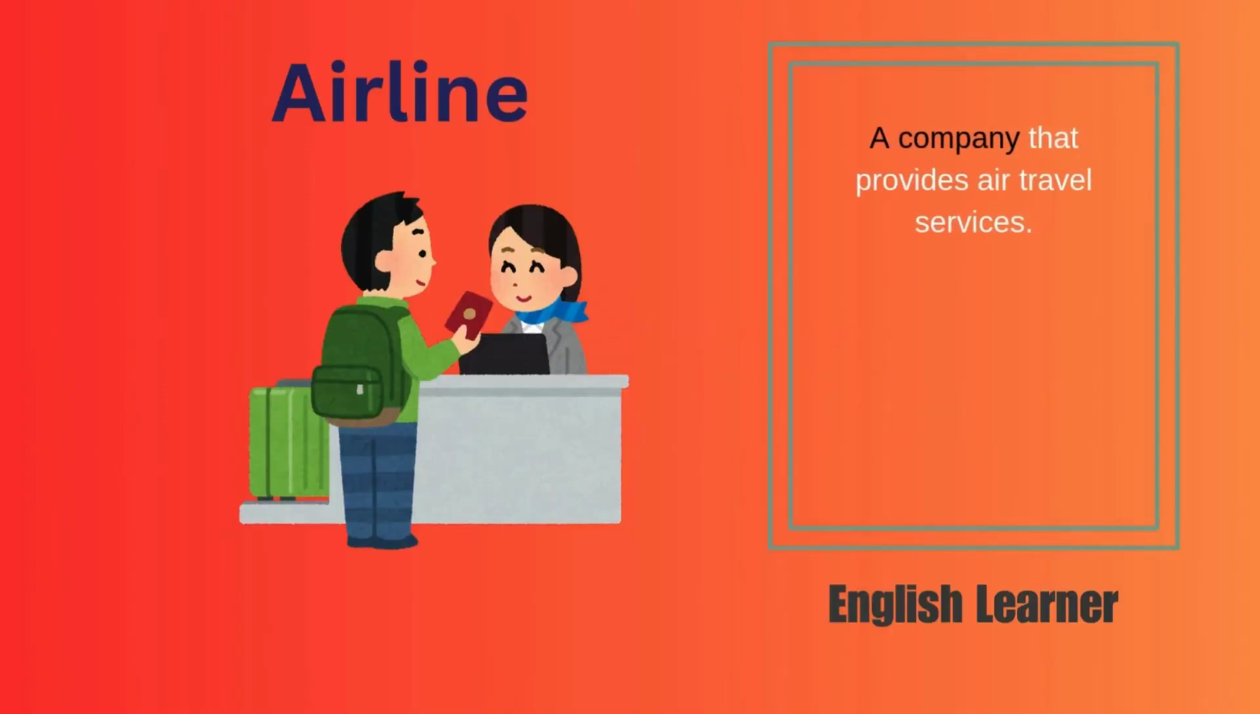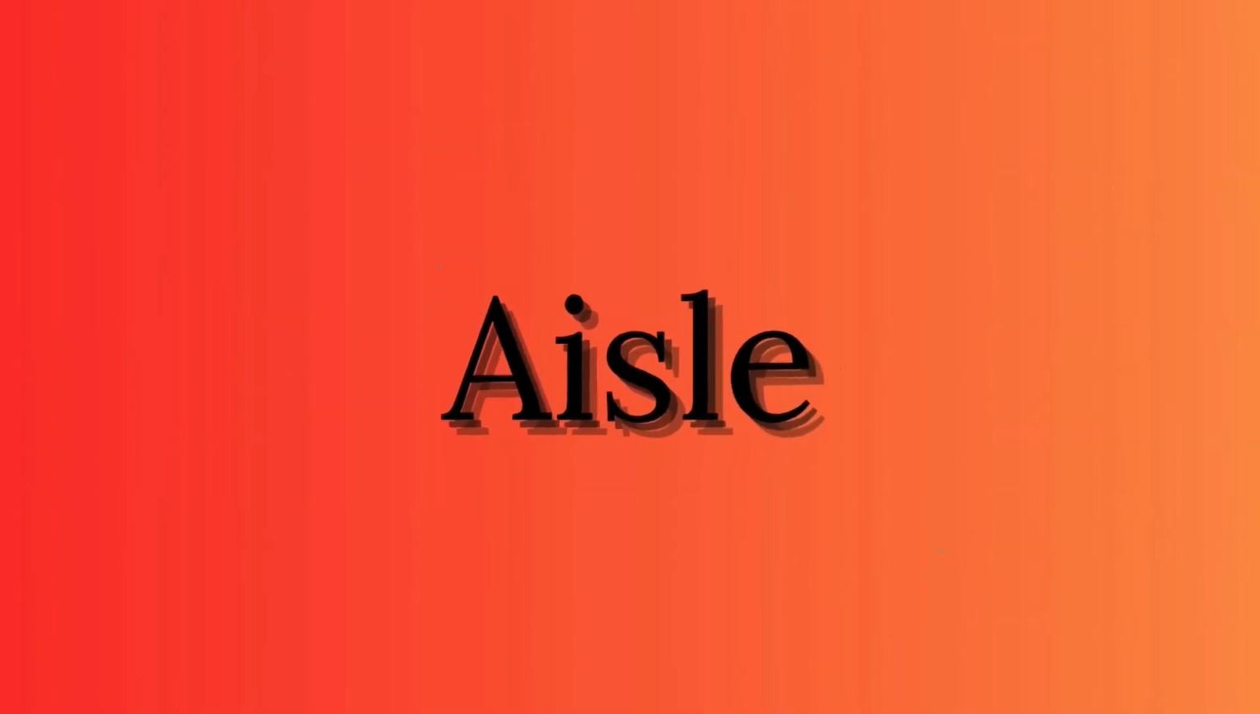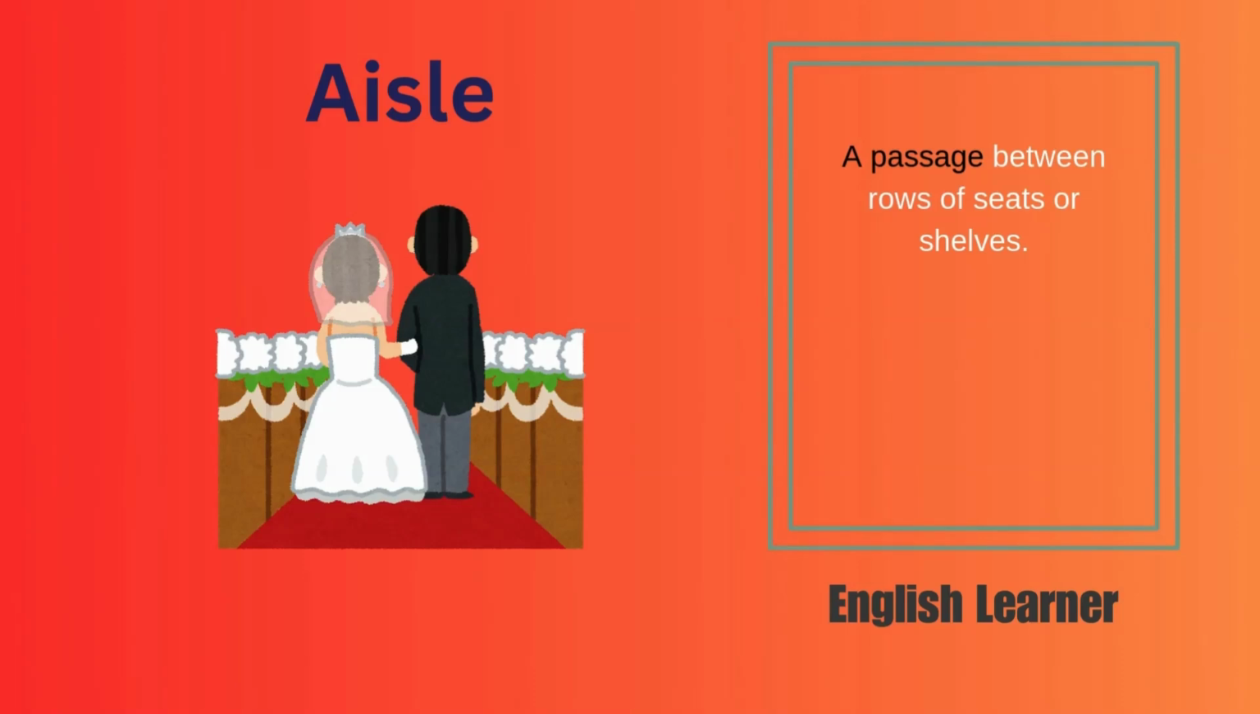Airline. A company that provides air travel services. Example. We booked our tickets with a new airline for our trip. Airport. A place where airplanes take off and land. Example. We arrived at the airport early to catch our flight. Aisle. A passage between rows of seats or shelves. Example. The bride and groom walked down the aisle at their wedding.